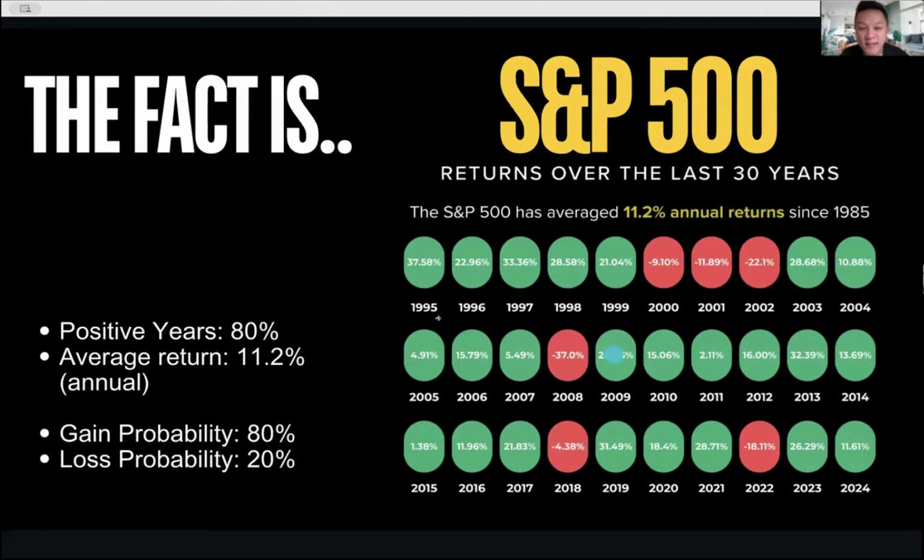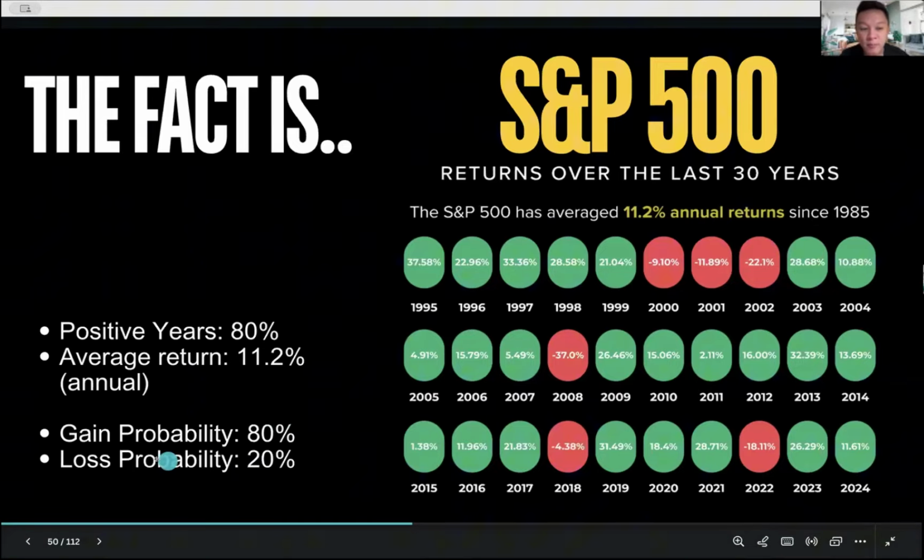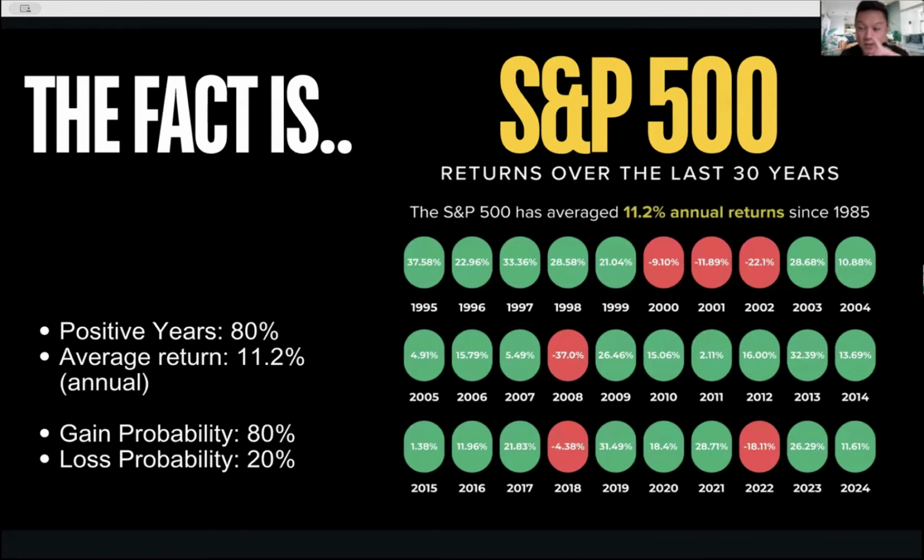So the idea is here. Positive years are 80%. Average return is 11%. 80% of the time, the market goes up. That means it's a green year. And the probability of loss is 20%. 80% chance go up, 20% chance go down. But if this year goes down, most likely next year it goes up. 75% chance next year goes up.